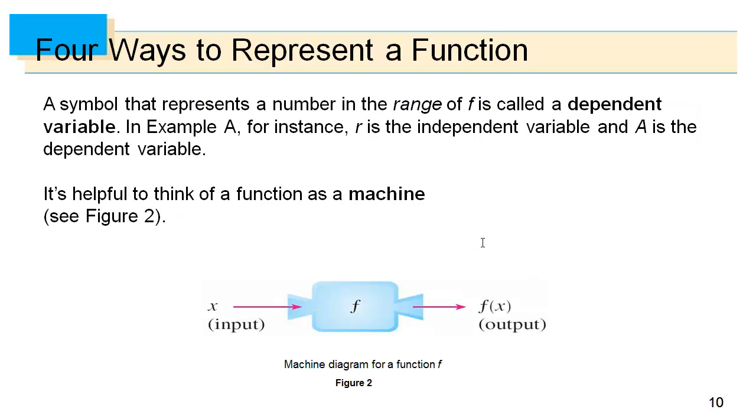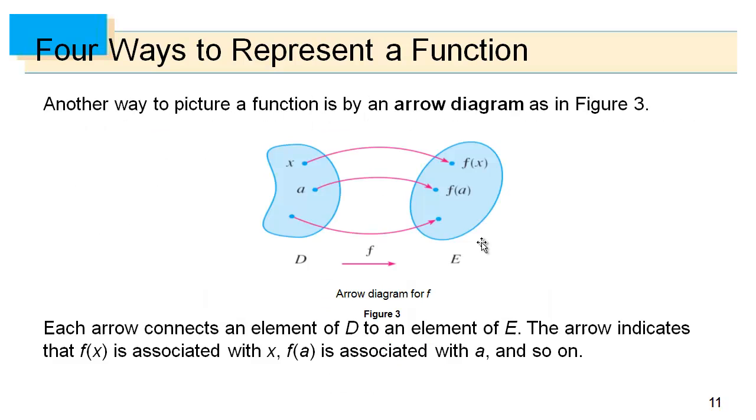Here's another way of looking at a function as kind of a picture. You have input and output. I also like this, the arrow diagram or the bubble diagram, where you can see how each number is getting mapped to some answer, right? So you give it an x, it maps it over to f of x. You give it an a, it maps it over to f of a. The bubble on the left would represent your domain, and the bubble on the right would represent the range.